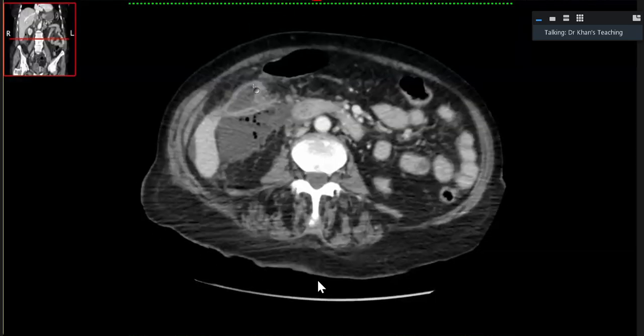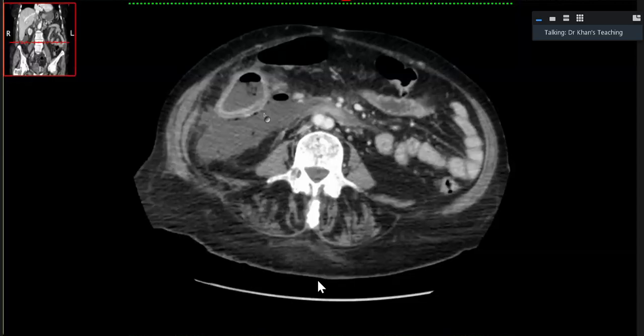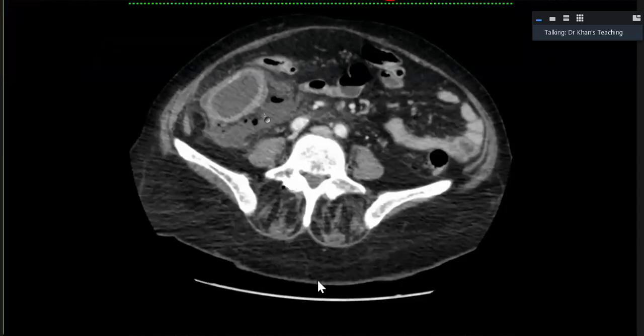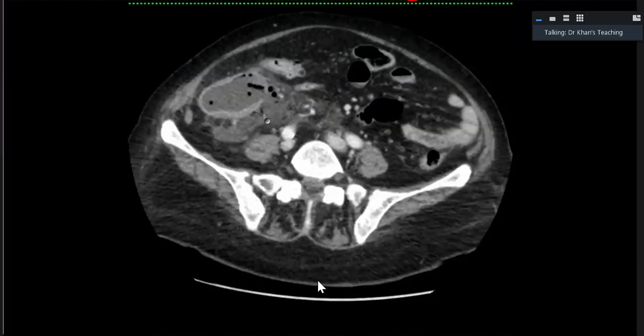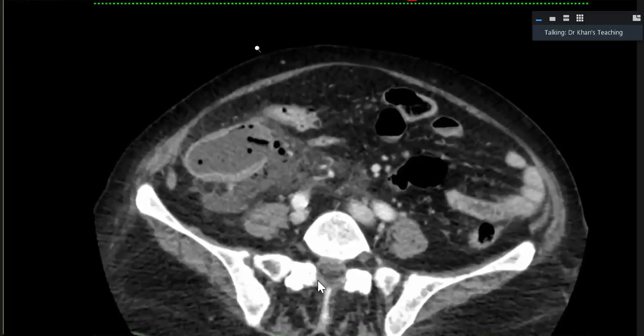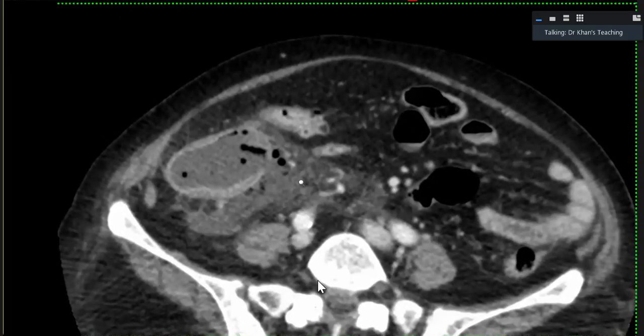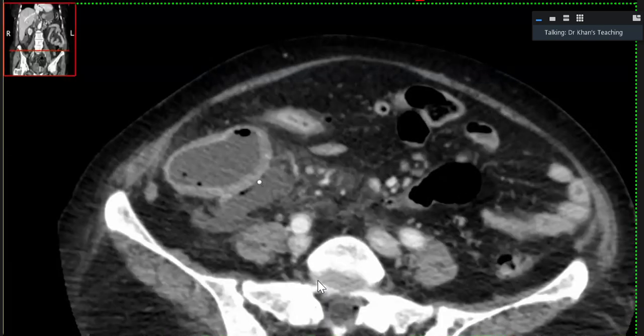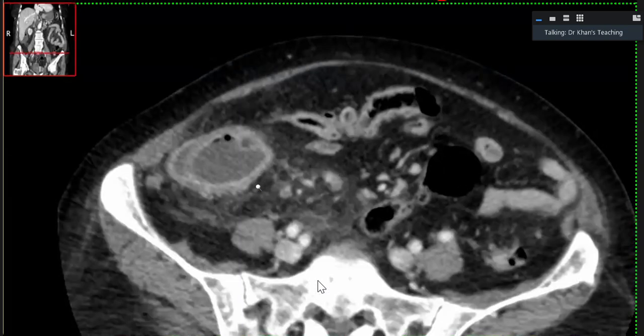Now, a bit of fine touch. In this area, this is the cecum. So the question is, what has perforated? Actually, you can see a defect here. There is a defect here. And this is the ascending colon. There is a defect here. You can see this deficient wall here. Now, what has happened?